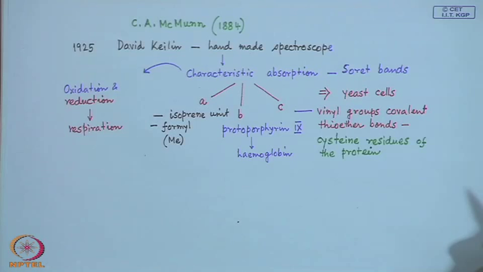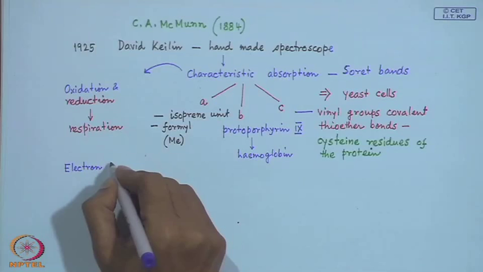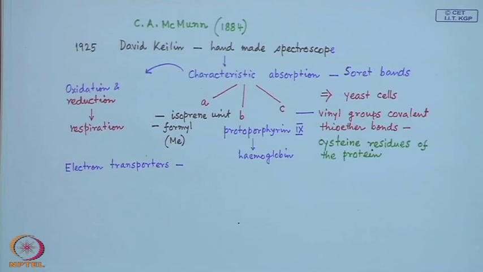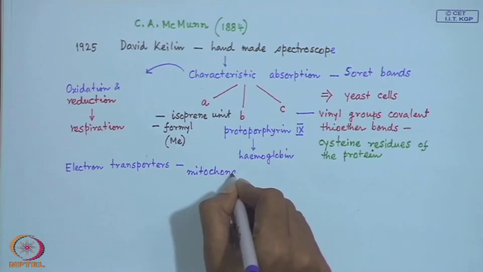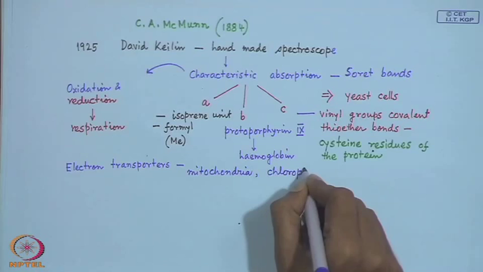So they are present everywhere, not only in the mitochondria. They are basically electron transporters, responsible for transporting electrons. We have already seen that they are present in mitochondria, they are also present in chloroplasts, and then the endoplasmic reticulum.